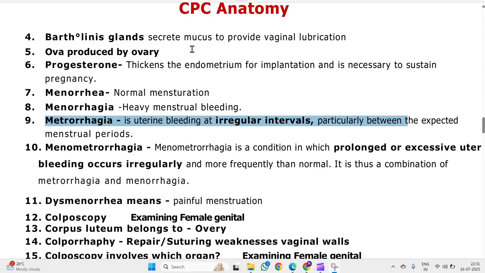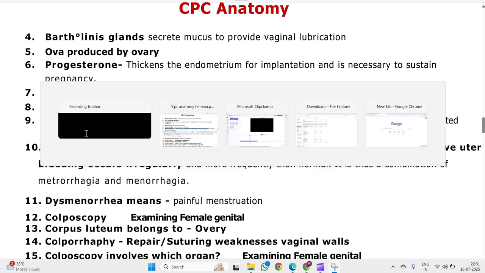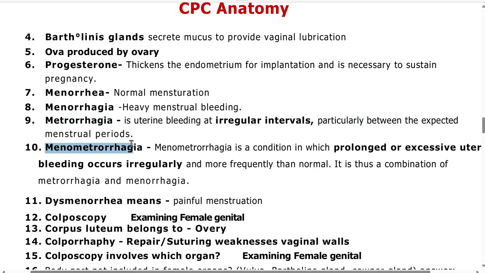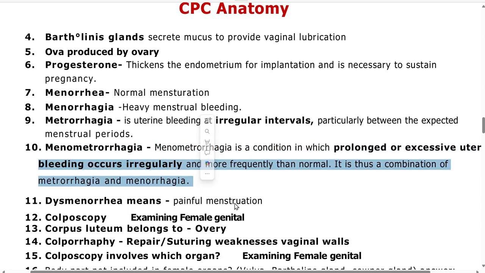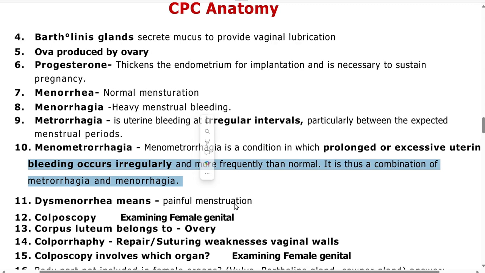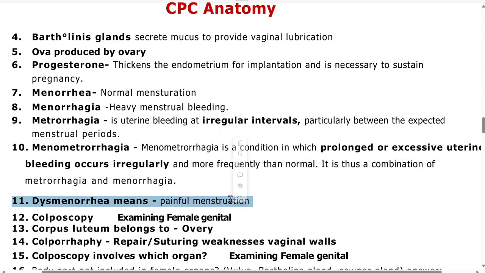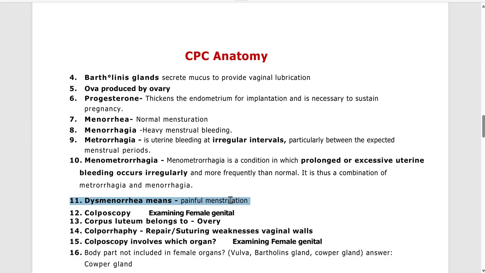10. Menometrorrhagia is a condition in which prolonged or excessive uterine bleeding occurs irregularly and more frequently than normal. It is thus a combination of metrorrhagia and menorrhagia. 11. Dysmenorrhea means painful menstruation.